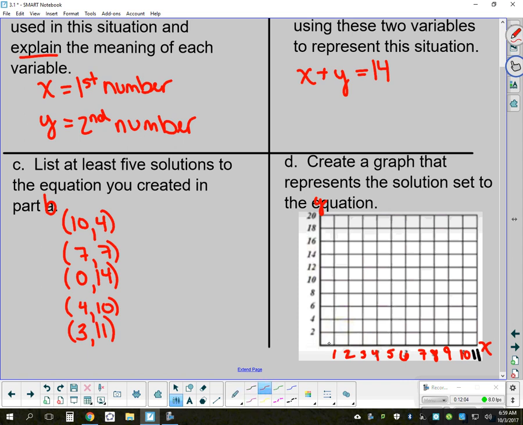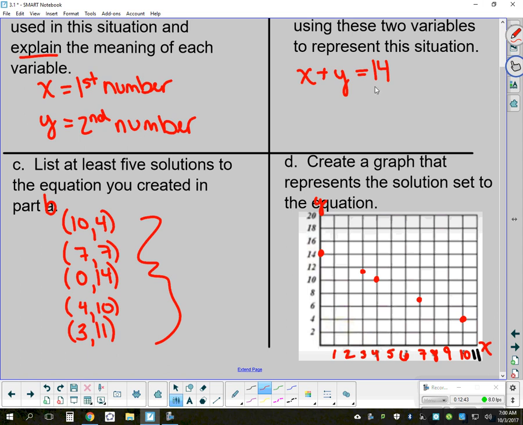Okay, so be careful because down here you're counting by ones now, and up here you're counting by twos. So 10, 4, I've got 10 here, and I've got 4 there. 7, 7, here's 7, and I'm going to be in between here. 0, 14, 4, 10, and 3, 11. Again, I'm in between there. Okay, so those are my points here, but those are only the 5 solutions that I happen to list here.